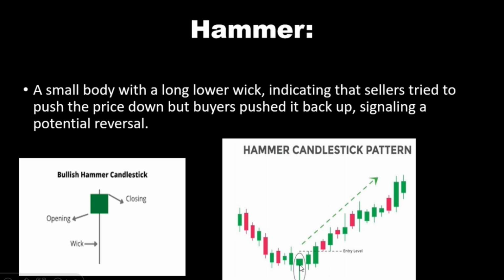Once the hammer occurs, it is not an automatic ticket that the market will go up. No, you wait for confirmation. You wait to understand that this hammer, does it hold water? That is when you will trade.